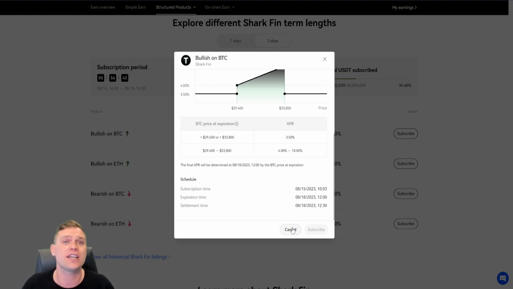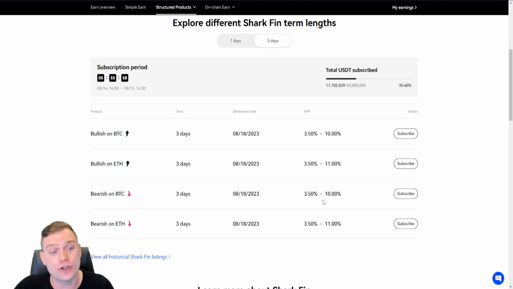And surprisingly, you are going to be gaining APR, interest on your USDT, regardless of whether or not the market's going to move in favor of your predicament with the Shark Fin feature. All that is required, and bear in mind that you will be locking up your USDT to the exchange. Now you can simply subscribe.